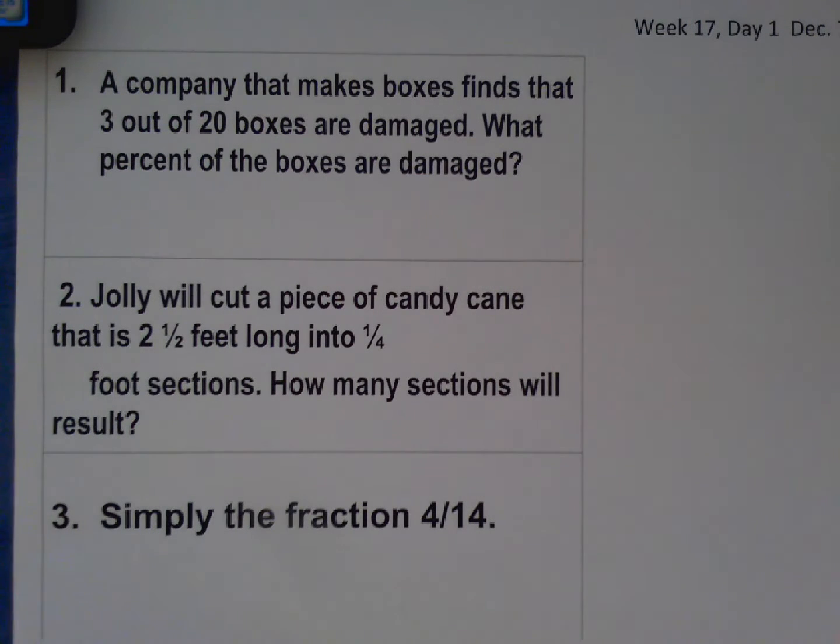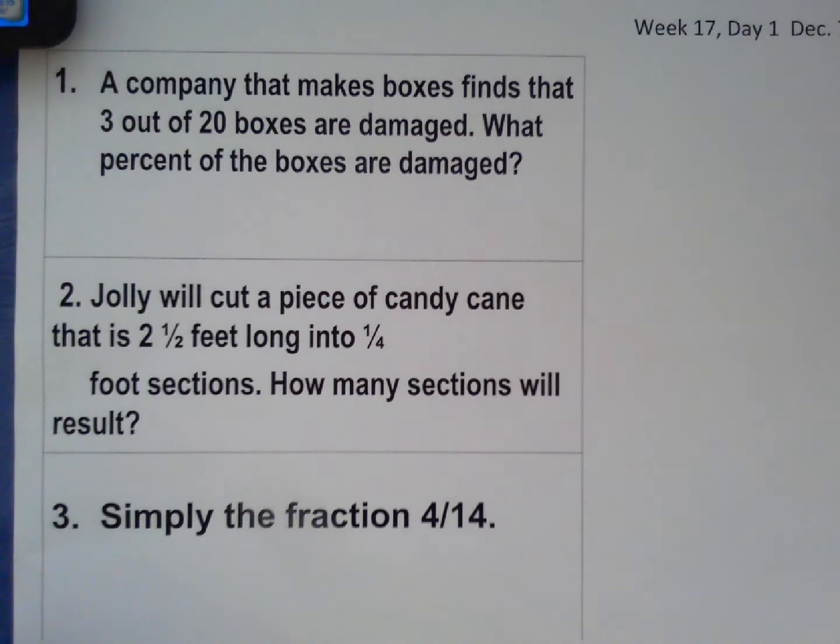Alrighty, my little home fries, we are working on week 17. So our warm-up for the week are going to be these type of problems.